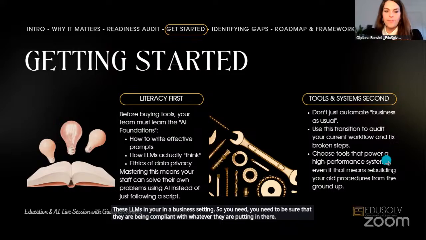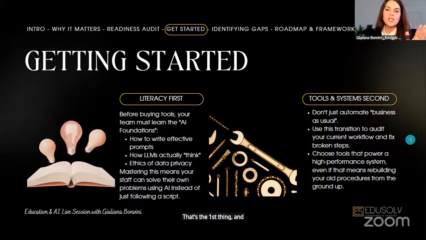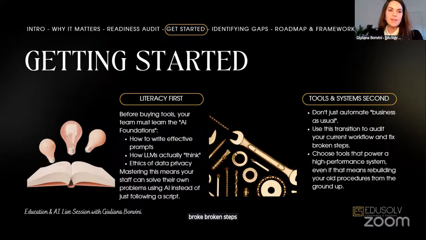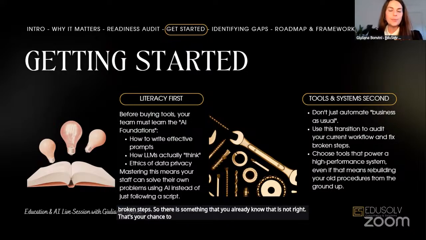That's the first thing. And then the second thing is the tools and systems. So don't just automate business as usual. Use this transition to audit what you currently have and fix broken steps. So if there is something that you already know that is not right, that's your chance to change the process.